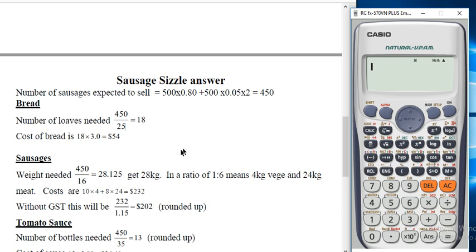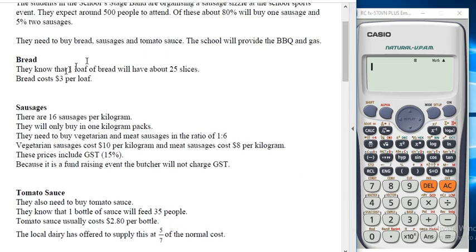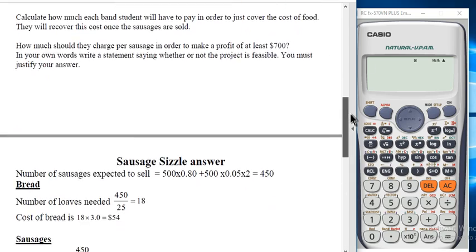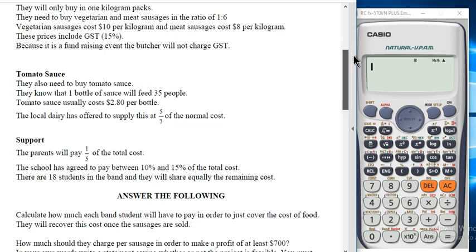Alright, so the cost of bread, we were told that the bread is $3 per loaf, and so the cost of all of those loaves together is going to be 18 loaves times $3, which gives us 54. I could put that into the calculator, but I think it's pretty obvious there. 18 times 3, 54. Alright, next step.